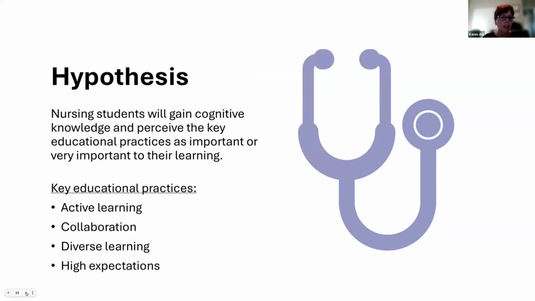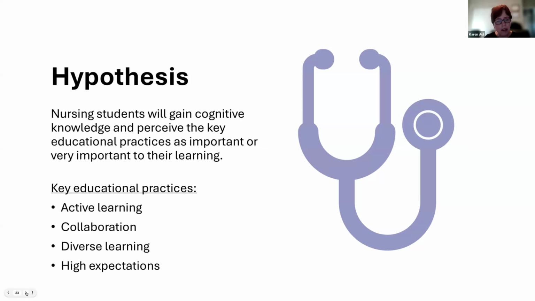So active learning. After the students participated in the disaster simulation, were they engaged in the learning process during the simulation? How did they feel about that? What was their perception? The second practice, collaboration. Did the students work together during the simulation to achieve a shared goal? We're measuring that teamwork feeling.